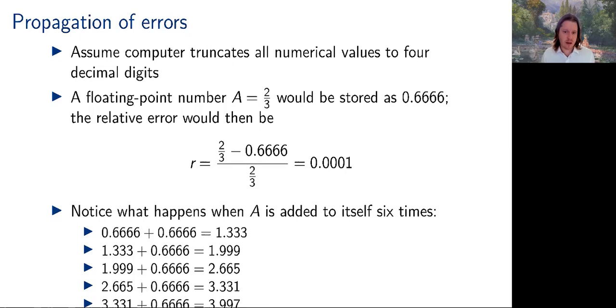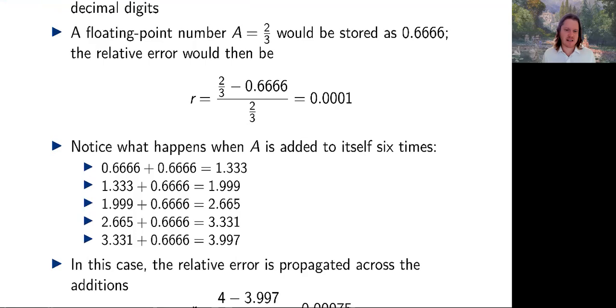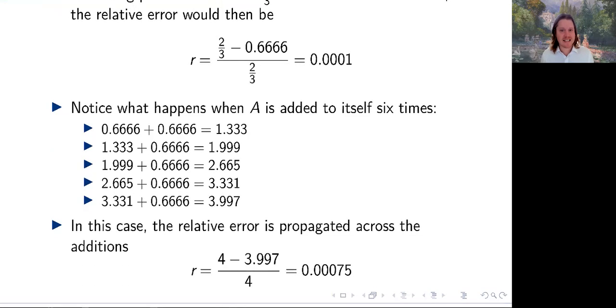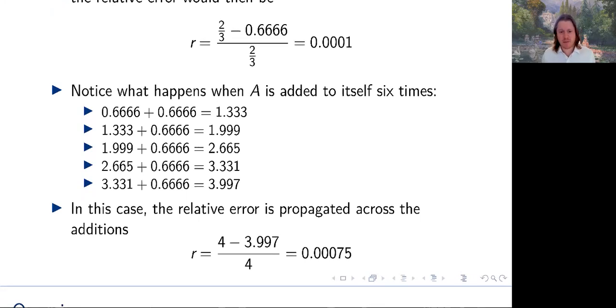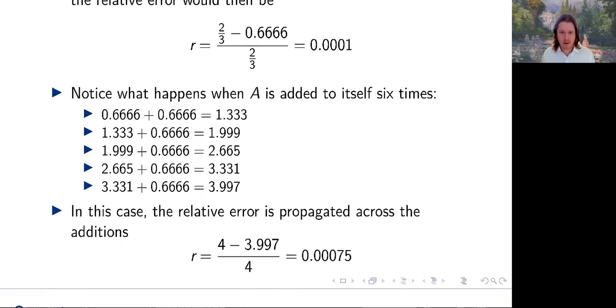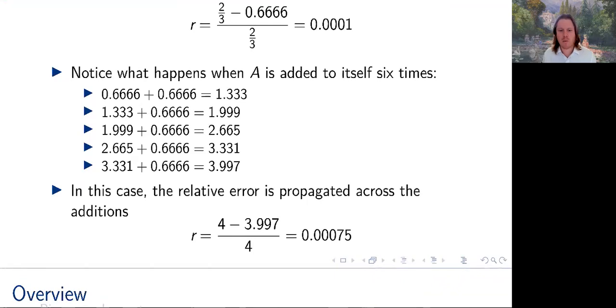The relative error to this would then be 0.0001. Notice what happens when A is added to itself 6 times though. So 0.6666 plus 0.6666 is going to be 1.3332. You continue this process and you can see that although we are close to the value we're looking for, we're not exactly there. When we continually add A to itself 6 times, the relative error is propagated across these additions. If we add 2/3 to itself 6 times, we were expecting 4, but we arrived at 3.997. This relative error is greater than that of simply representing 0.6666 with those 4 decimal digits. Therefore, as we continue to perform arithmetic, that error increases with respect to the number of computations employed.